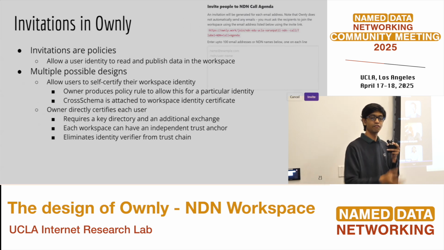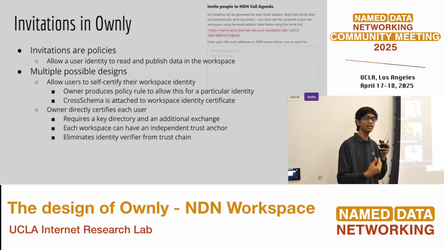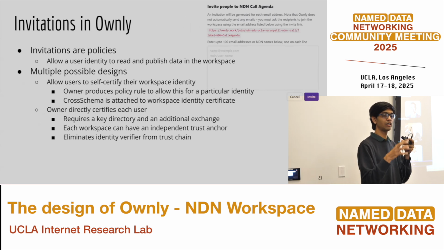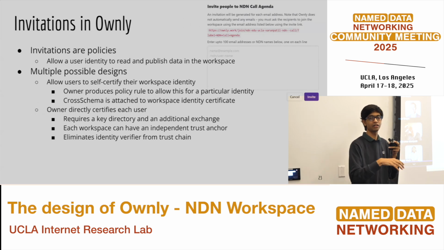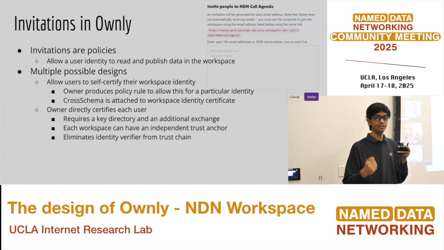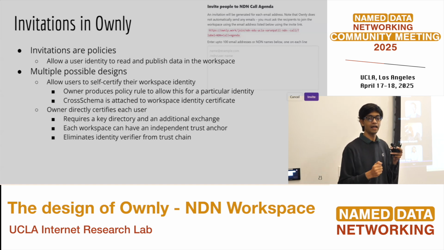Ownly takes the first design, where users self-certify their own workspace identity. So you have an identity, which is your email, and then you have a separate identity, which is only for that application, scoped to that application. So that application can't do just anything that it wants in your namespace. And so in the first design, the owner, your user identity, self-certifies the scoped identity, and the cross schema is attached to the identity certificate, which says that you can do that.